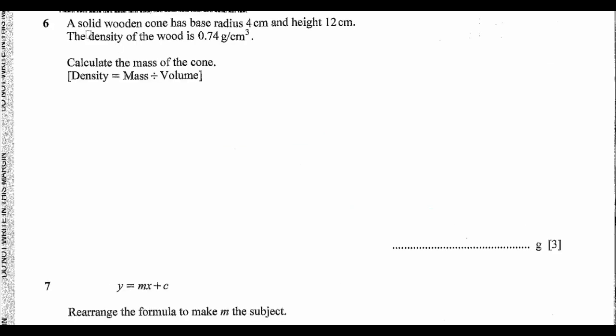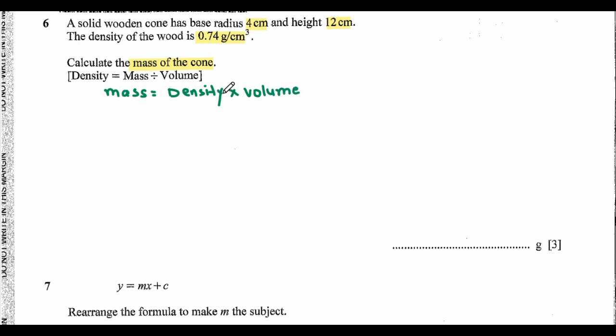Question number 6 says a solid wooden cone has a radius of 4 cm and a height of 12 cm. The density of the wood is 0.74 grams per centimeter cubed. Calculate the mass of the cone, and the density formula is given. Out of this density formula, the mass formula would be density multiplied by volume.